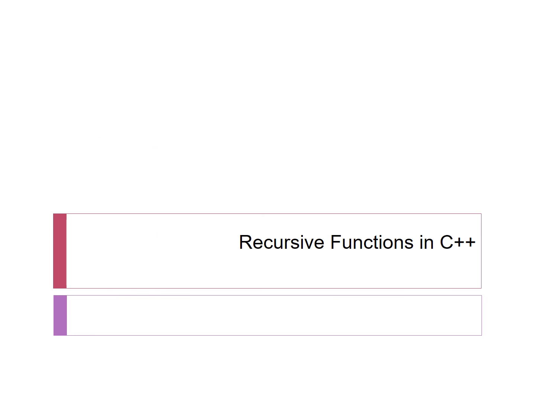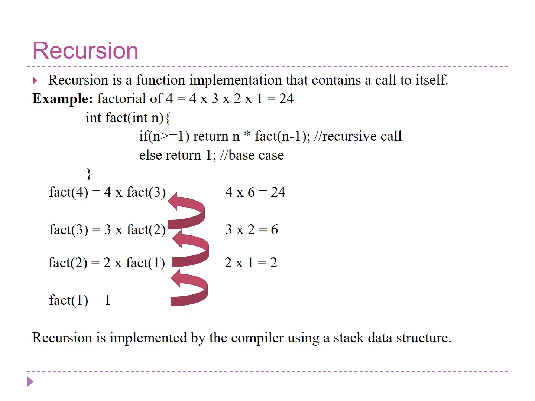Let us discuss recursive functions in C++. Recursion is a function implementation that contains a call to itself. Let's see an example. Finding a factorial of a number is implemented as a C++ recursive function. For instance, the factorial of 4 equals 4 multiplied by 3 multiplied by 2 multiplied by 1, which equals 24.